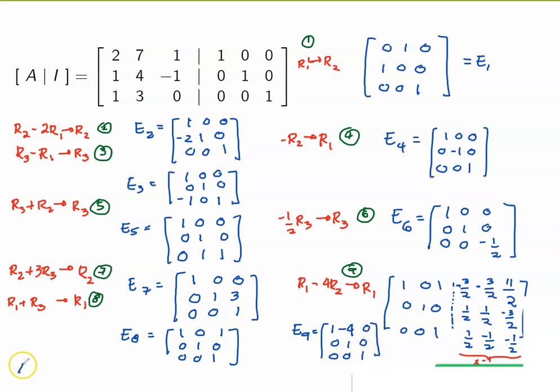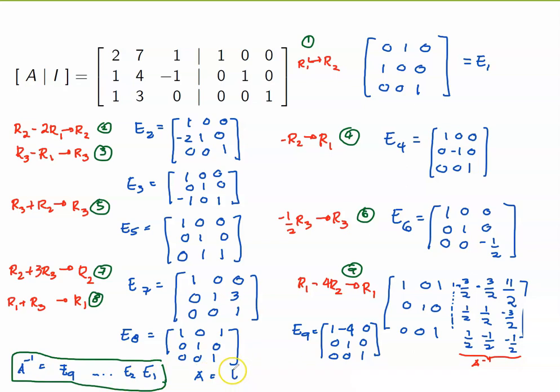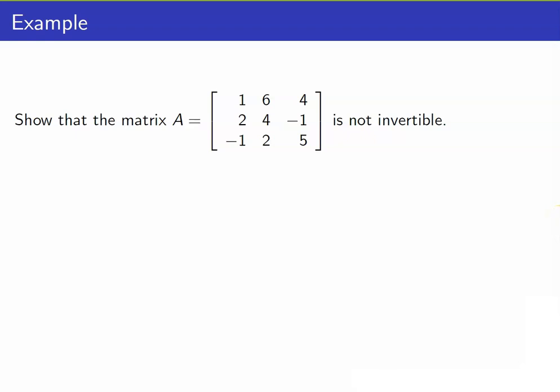We have that A inverse is equal to, start with E1, E2, and so on up to E9. There you go. And A is just equal to, if you want to write it as a product of elementary matrices, you just get the inverse of this. So you get E1 inverse, E2 inverse, and so on up to E9 inverse.